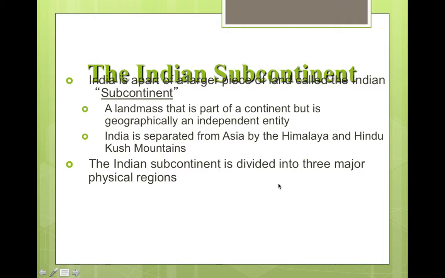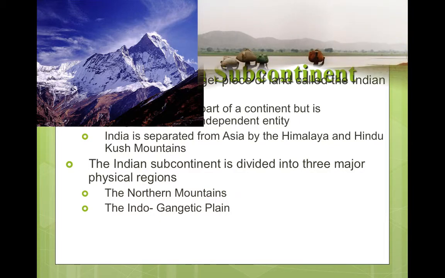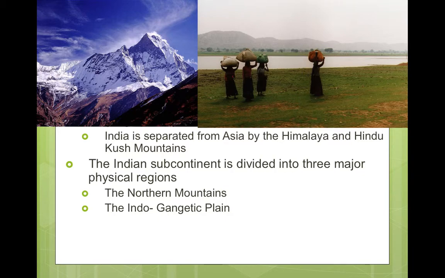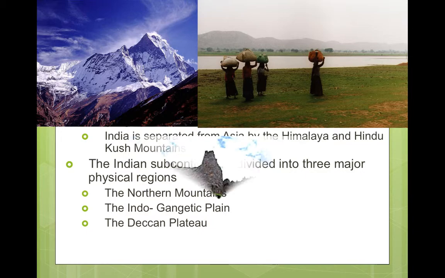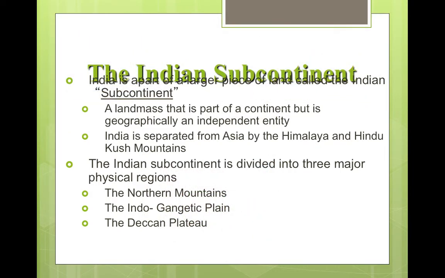It's divided into three main physical regions: the northern mountain region, the Indus-Ganges plain, which is where we're seeing our waterways and flatlands and major riverways, and the Deccan plateaus. So those are the three, and here's the nice little picture. Those are the three main regions we're going to be looking at.